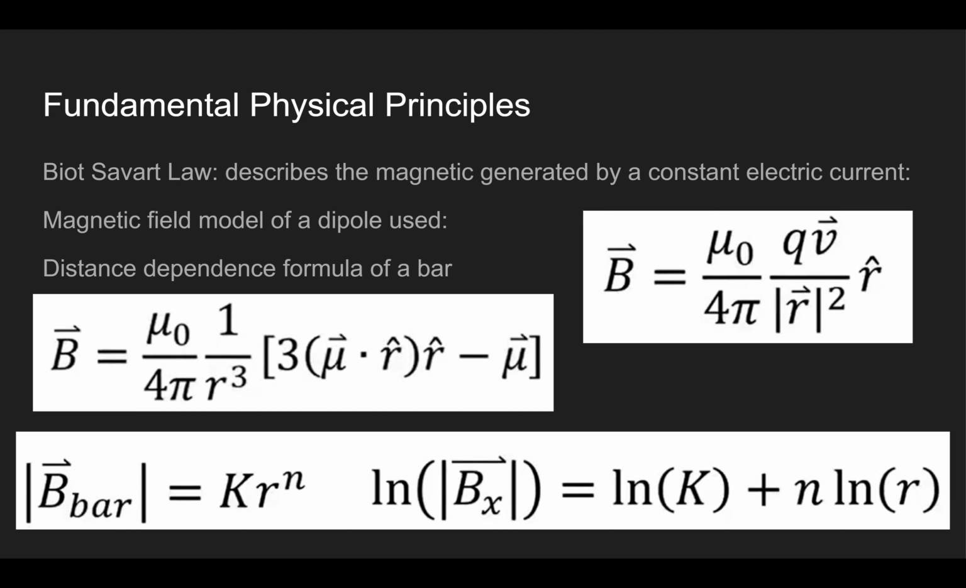Here are some fundamental physics principles. We used the Biot-Savart law, which describes the magnetic field generated by a constant electric current, the magnetic field of a dipole, and then the distance dependence formula of a bar magnet. We did use those in this lab.